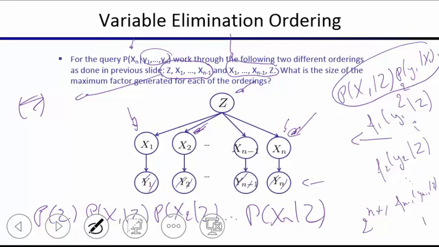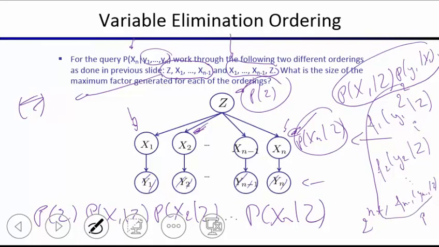All these new factors have z in them. So we have n minus 1 factors there that involve z. In addition, we have p of z still sitting around that involves z. And we have xn given z. So we'll have n minus 1 factors, plus 1, plus 1, for a total of n plus 1 factors that involve z.